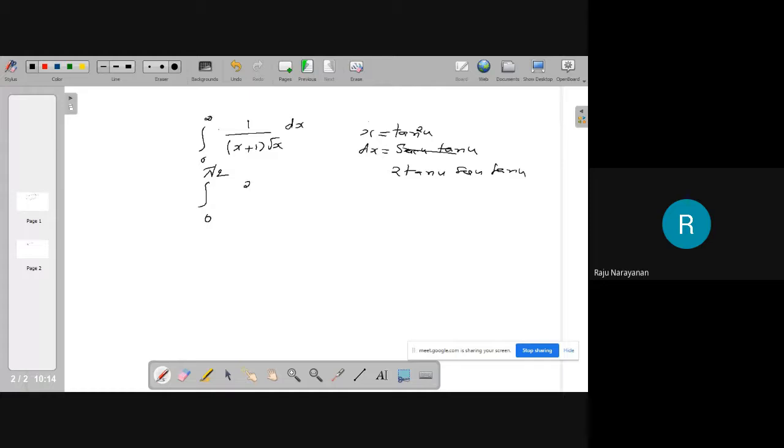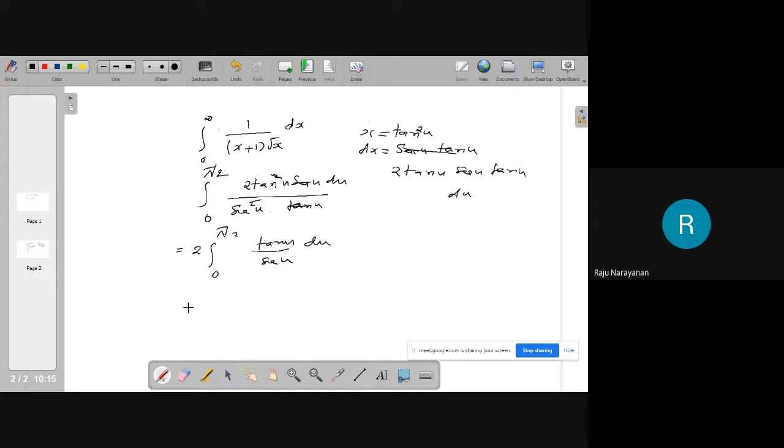Okay. Therefore, dx is 2 tan u, 2 tan square u secant u. x plus 1 is 1 plus tan square u, that is secant square u. And root x is tan u. Therefore, integral 0 to pi by 2, 2 will be here. 1 secant u we can cancel, 1 tan u we can cancel. Therefore, it will be tan u by secant u du.